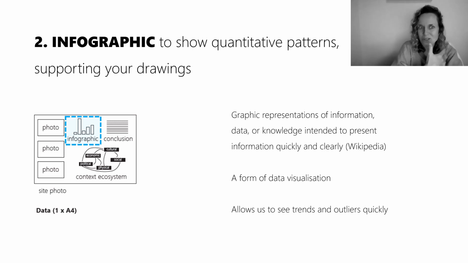And let's just think about, first of all, what an infographic is. So if we look at this definition here, and this is just a Wikipedia definition, an infographic is a graphic representation of information, data, or knowledge intended to present this information quickly and clearly. An infographic is a form of data visualization. An infographic allows us to see trends or patterns, as we're talking about, and outliers, so things that lie outside of the patterns.